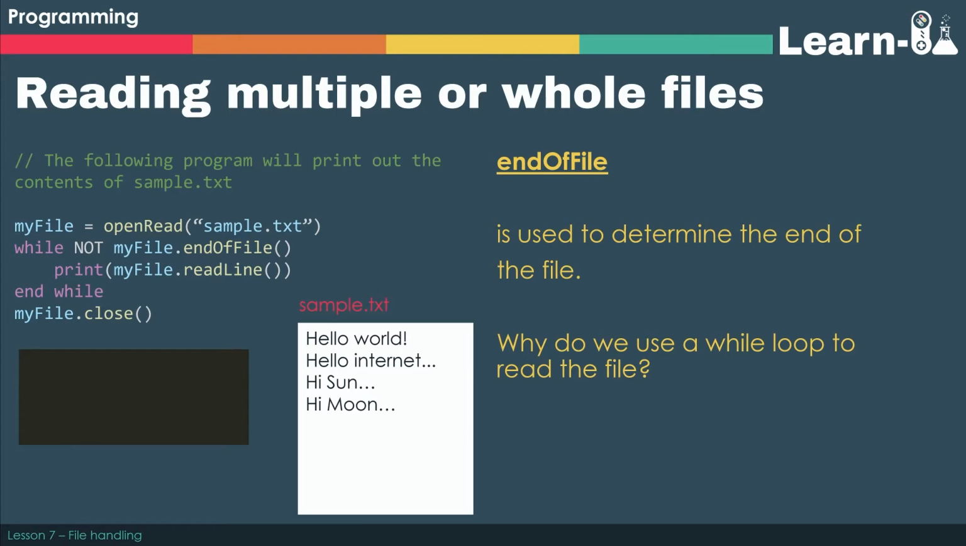So in this particular example, we would open our connection using the openRead instruction. Then while we're not at the end of the file, we would print each line. So in the case of line 1, we would say hello world, line 2, hello internet, line 3, hi sun, line 4, hi moon, and then at that stage we've reached the end of our file, so our condition then changes its state, so we can end the while and we can close our connection once more.